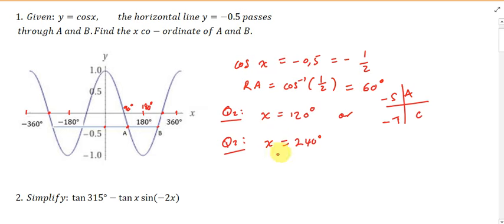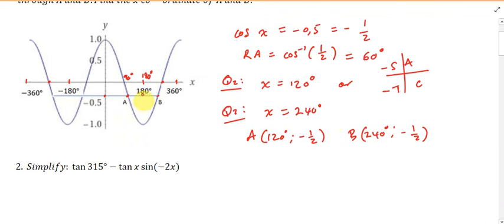So the coordinates of A is basically 120 degrees and minus half, and the coordinate of B is 240 degrees and minus half. Now let us move on to question 2. Actually, since we wanted the x value, we can just stop here. So x is equal to 120 degrees or x is equal to 240 degrees.